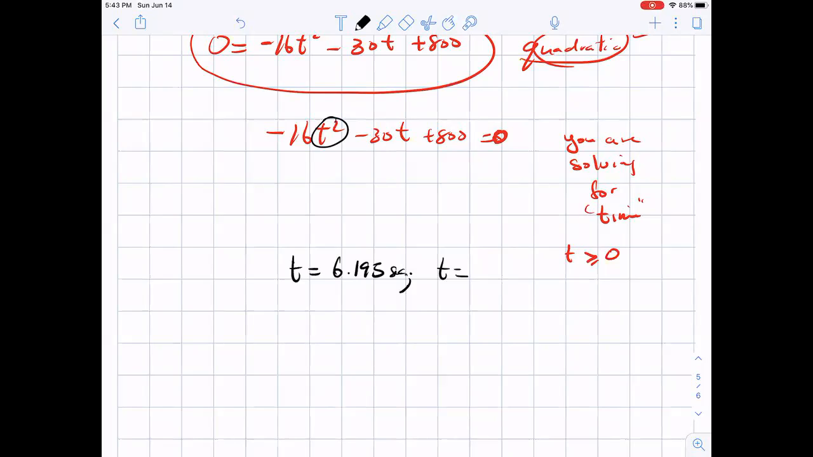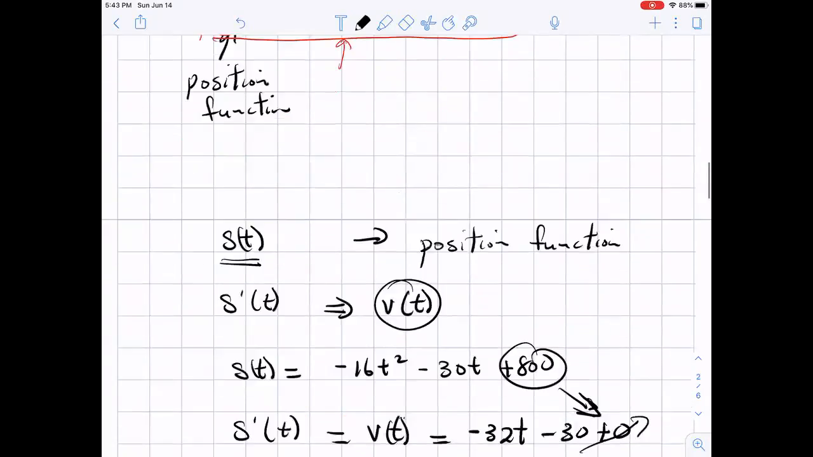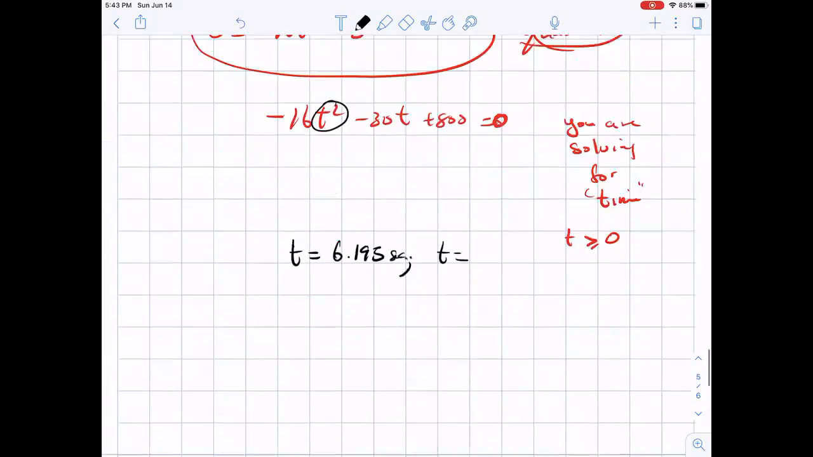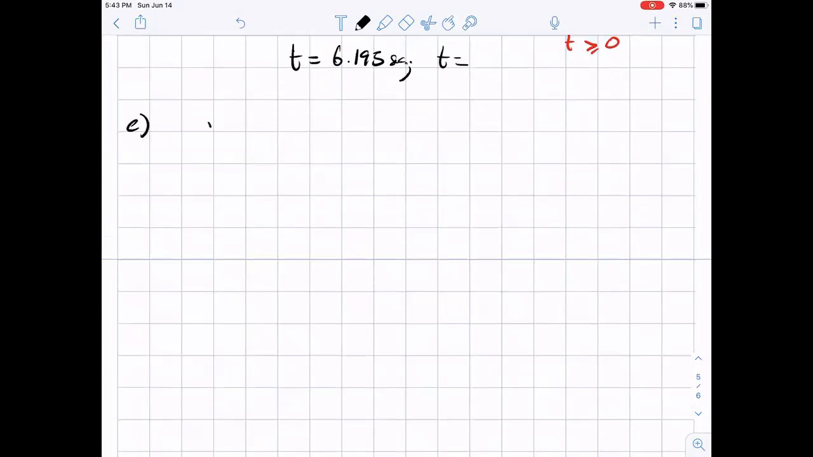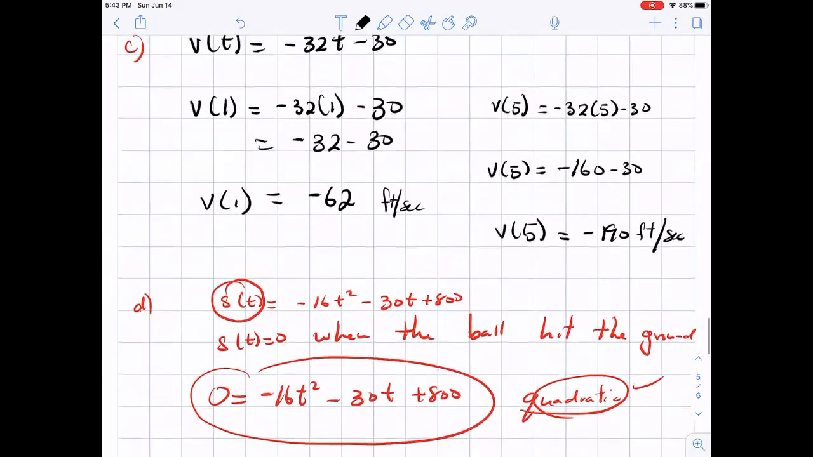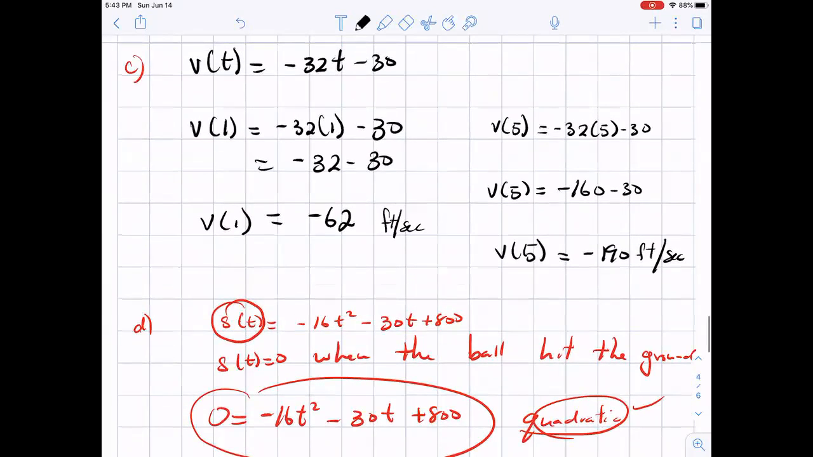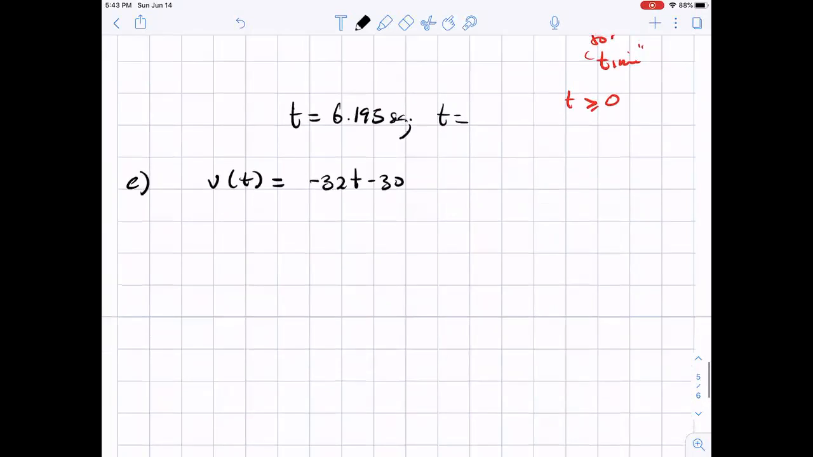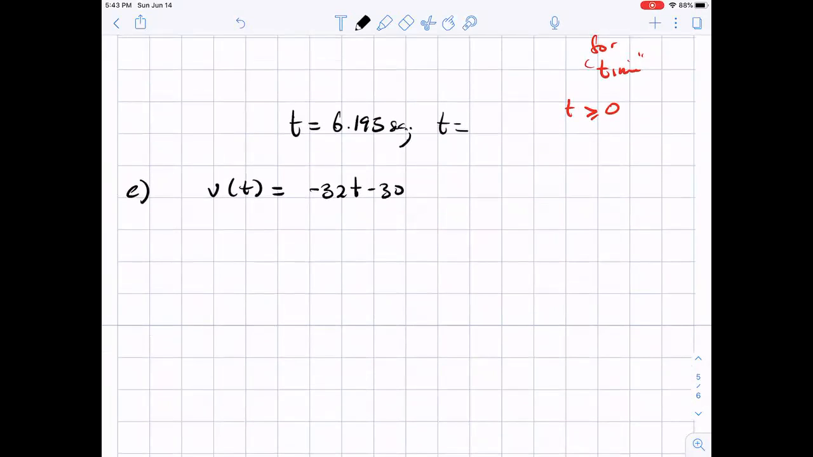Now for part E, find the velocity. We found v of t, the velocity function, in part C: minus 32t minus 30. Now, when the ball hits the ground, t is this number here. So v of 6.195 will be minus 32 times 6.195 minus 30.